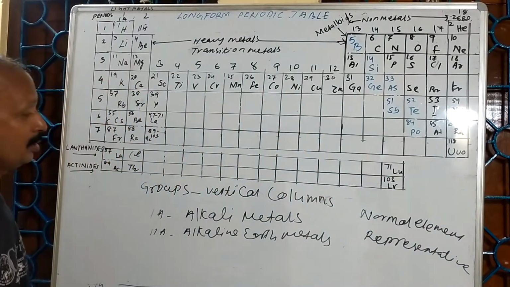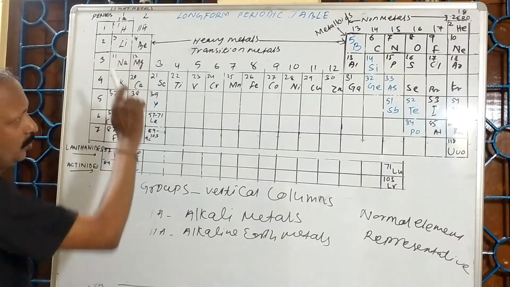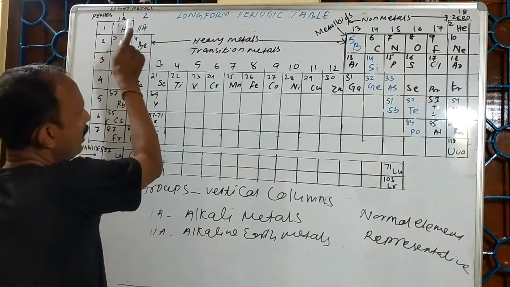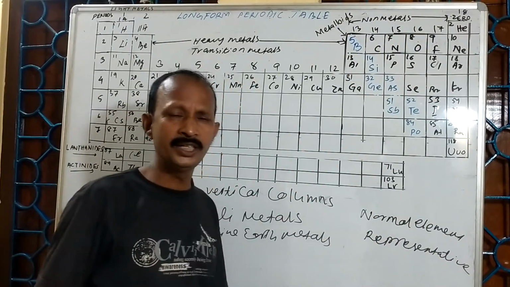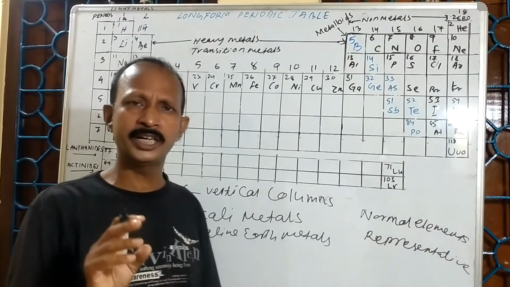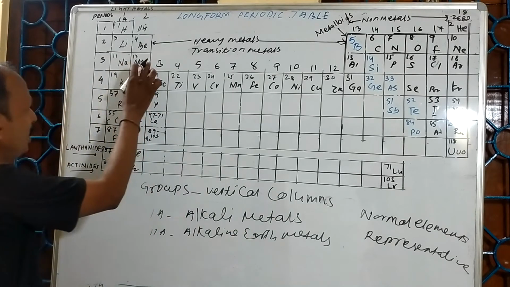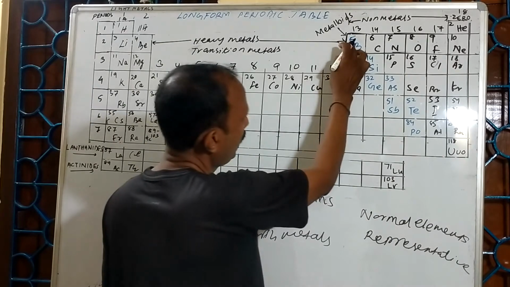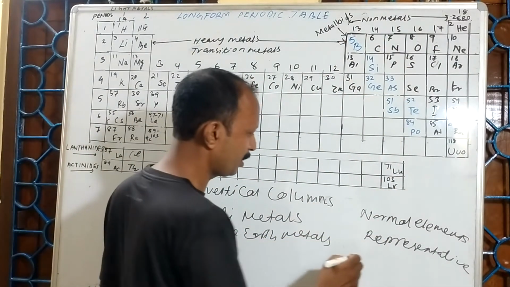Which elements are the normal elements? First A group, second A group. Again, starts from 1, 2, 13, 14, 15, 16, 17. These are the normal elements or representative elements. Okay, we say these two elements are S block elements, and 13 to 17 these are P block elements. These normal elements are representative elements.